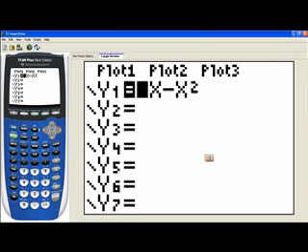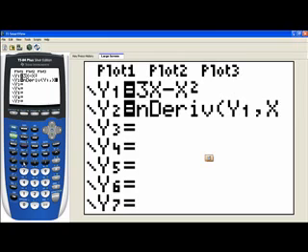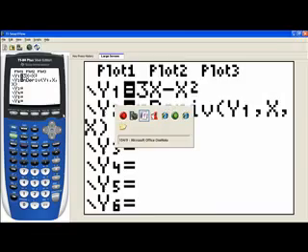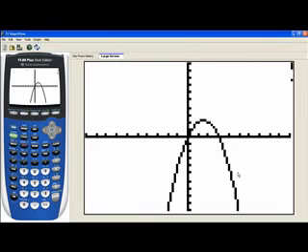I can also use nDeriv to graph. I can come over here, math 8, and I can put in Y1, and then comma x. But then instead of a value, I do comma x again, and now it's going to graph the derivative. So when I graph this, I should get a graph of 3 minus 2t with that original parabola. And so here's the parabola, and then here comes 3 minus 2t. So you can also graph derivatives, and we'll talk later about how the graph of a function relates to the graph of a derivative.